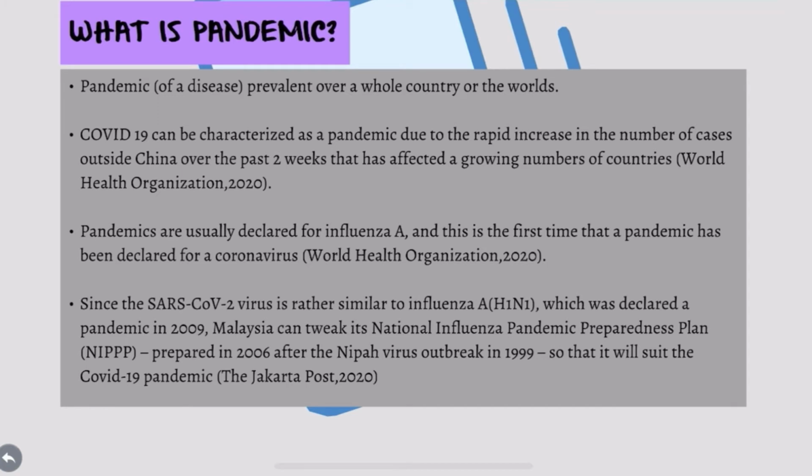Pandemics are usually declared for influenza A, and this is the first time that a pandemic has been declared for a coronavirus. Based on the Jakarta Post, since the SARS-CoV-2 virus is rather similar to influenza A H1N1, which was declared a pandemic in 2009, Malaysia can tweak its National Influenza Pandemic Preparedness Plan (NIPPP) prepared in 2006 after the Nipah virus outbreak in 1999, so that it will suit the COVID-19 pandemic.